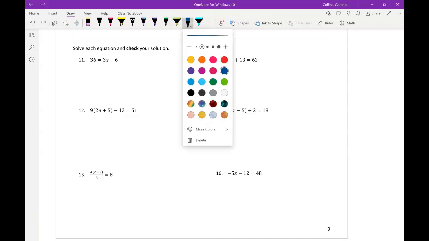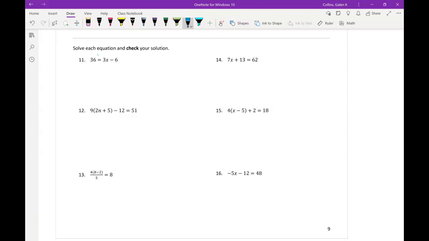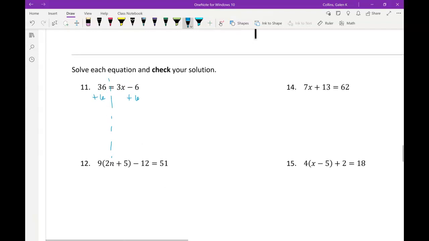You may have noticed that when I solve, I like to show a dashed line through my equal sign. You don't have to do that. It just helps me make sure I'm doing the same operation on both sides of the equal sign. So I know I'm going to add 6 to both sides first. 36 plus 6 is 42. And then we would divide both sides by 3. Let's see, so 42 divided by 3 is, I think, 14. But I should double check that. Let's see, 30 plus 12, yeah, 14.